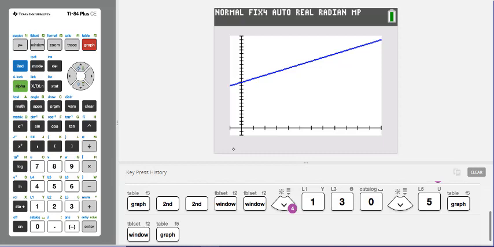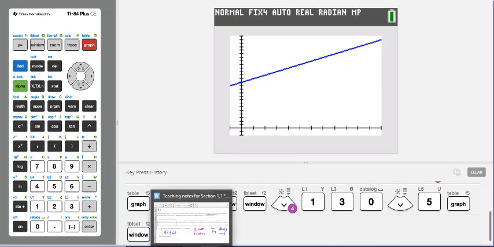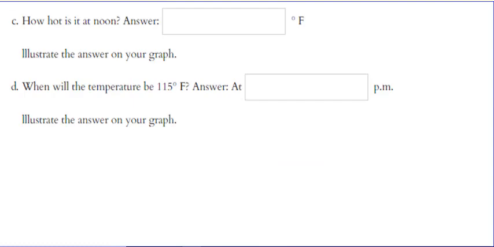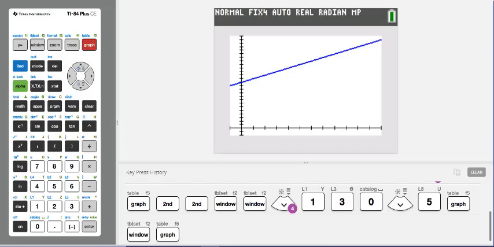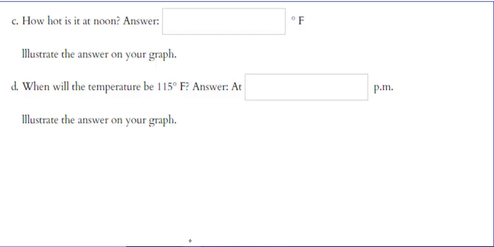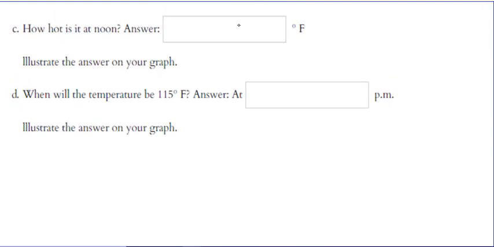So we've graphed it. Now, let's look at the 7. How hot is it at noon? Noon would be how many hours from 6 a.m.? It'd be 6, right? So we can look very quickly. There's a couple ways. We can go second graph, which gives us our table. We can see it's 6 hours. It's 95 degrees, right? Illustrate the answer on your graph. Well, you can look at it if you have to graph it, but we can see it on the table.